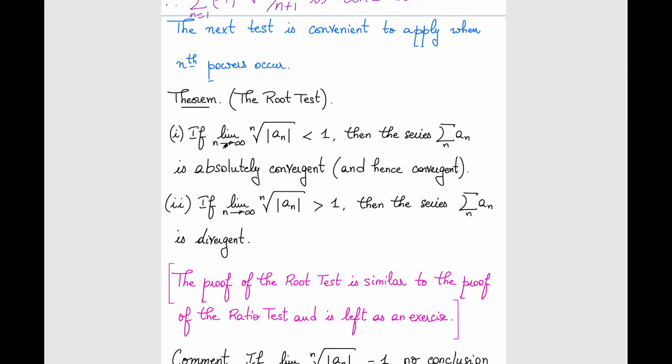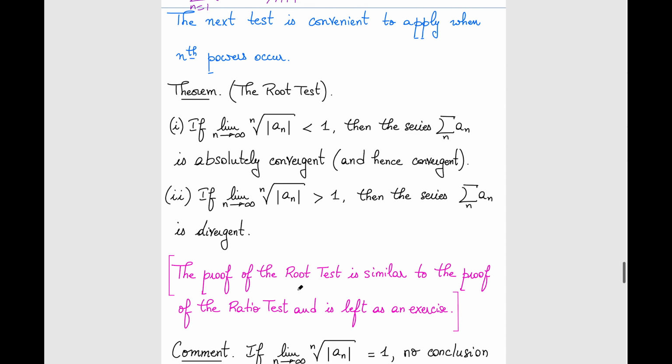If the limit as n goes to infinity of the nth root of the absolute value of an is less than 1, then the series is absolutely convergent, and as such, it must be convergent, because every absolutely convergent series is convergent. And if the limit of that nth root is bigger than 1, then it must be a divergent series. As I mentioned, the proof is very similar to the ratio test. I encourage you to do it. There's a small tweak, and then the whole thing is going to be the same.